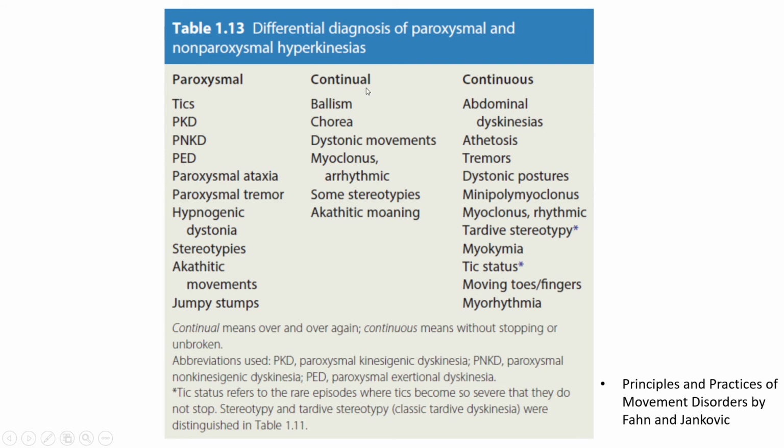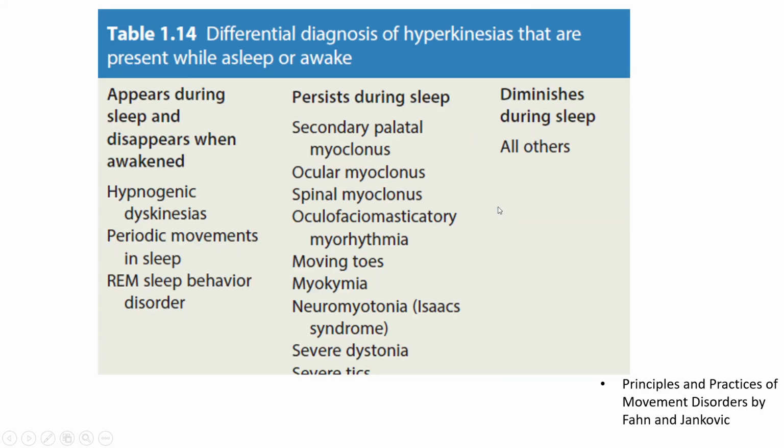A continual movement that occurs over and over again can be ballism, can be chorea, can be dystonic movement, can be myoclonus, and most of the disorders fall into this category. While a continuous hyperkinesia can be an abdominal dyskinesia, it can be akathisia, tremors, a dystonic posture, right?